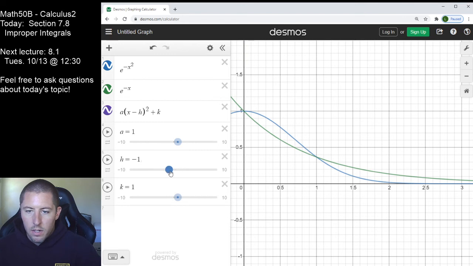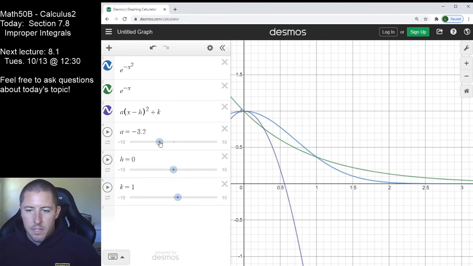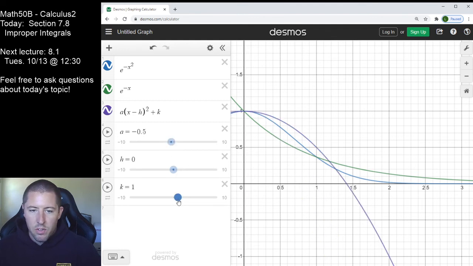I don't want to horizontally shift this guy at all. I want this to be centered at 0. I do want to flip this guy. What am I doing? Just make this 0. I do want to flip this guy, but I think I want it to be pretty wide so that we go through that point at 1 right there. And my k value should be 1.